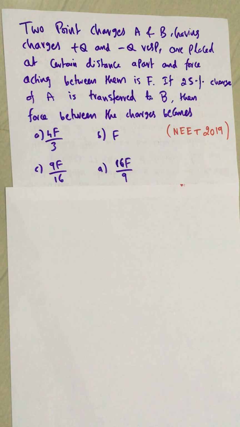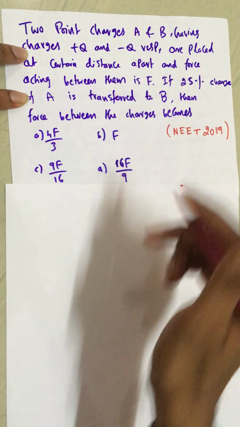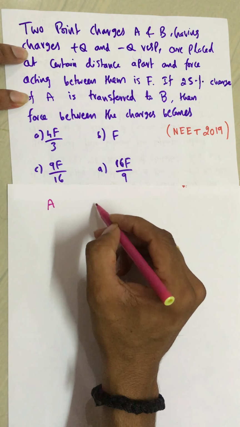This question is about transfer of charges and Coulomb's law for the electrostatic force. We have two point charges, A and B.